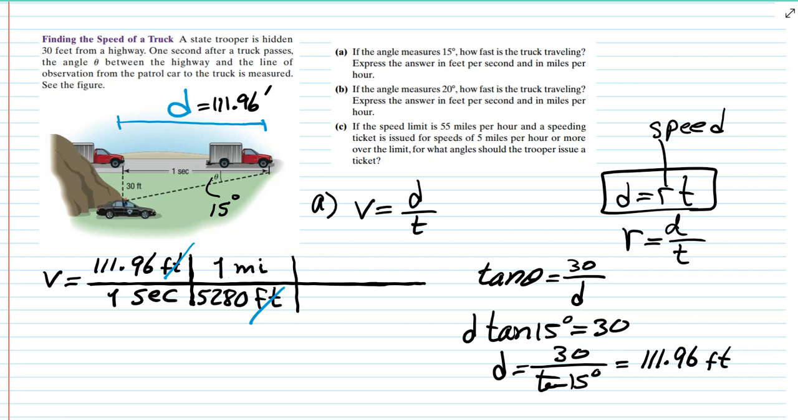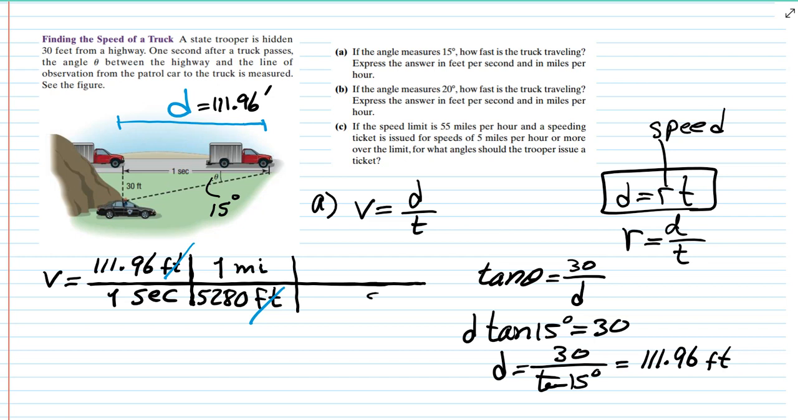Now, we need to convert from seconds to hours. Well, to each hour, there are 3,600 seconds, right? 60 minutes per hour and 60 seconds per minute. So there are 3,600 seconds in 1 hour.